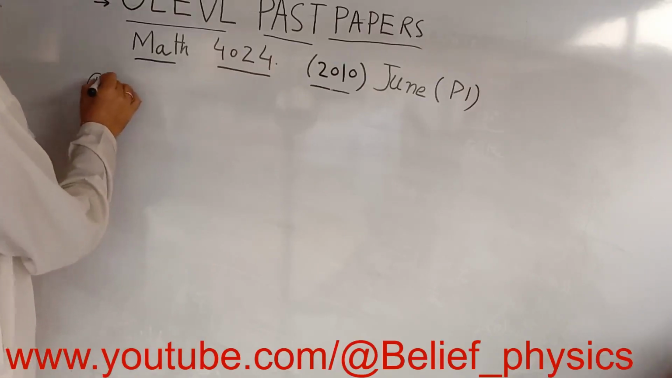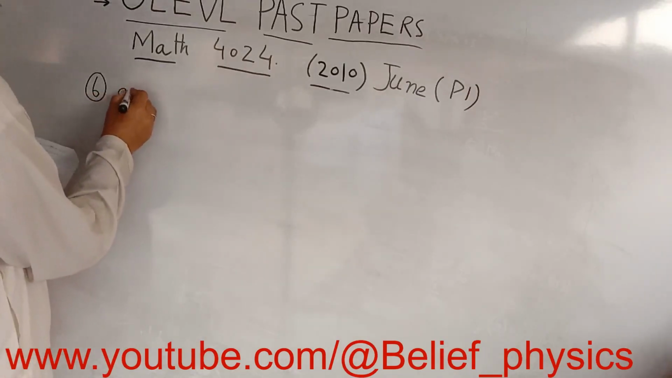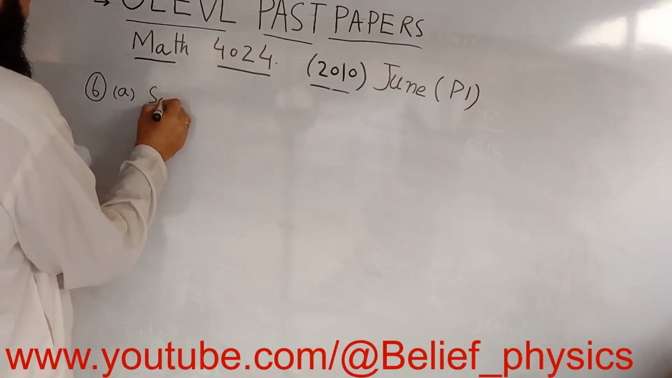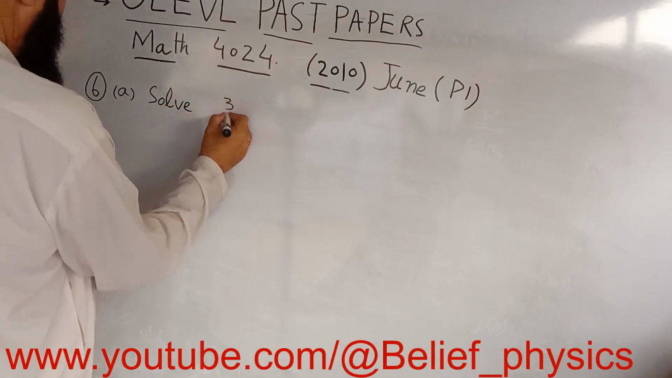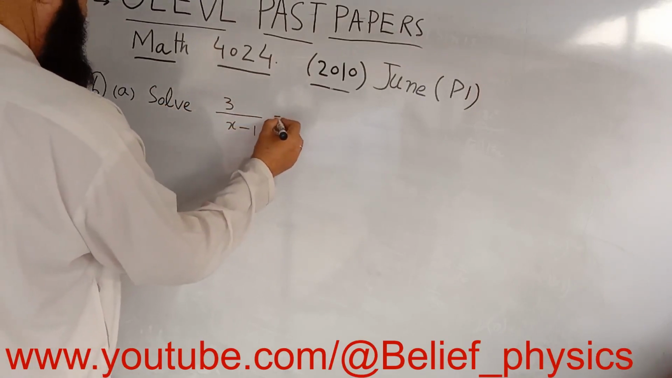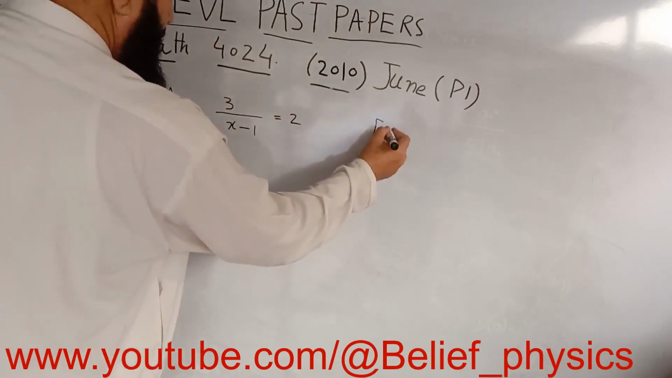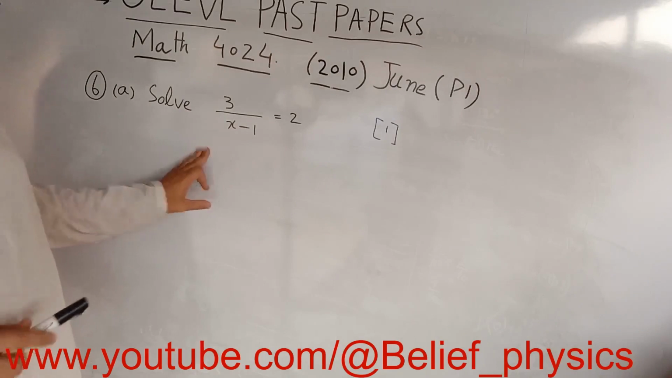Question number 6, part A is: solve 3/(x minus 1) is equal to 2, and it carries 1 mark. So we have to solve this. This is a simple linear equation, we have to find the value of x.